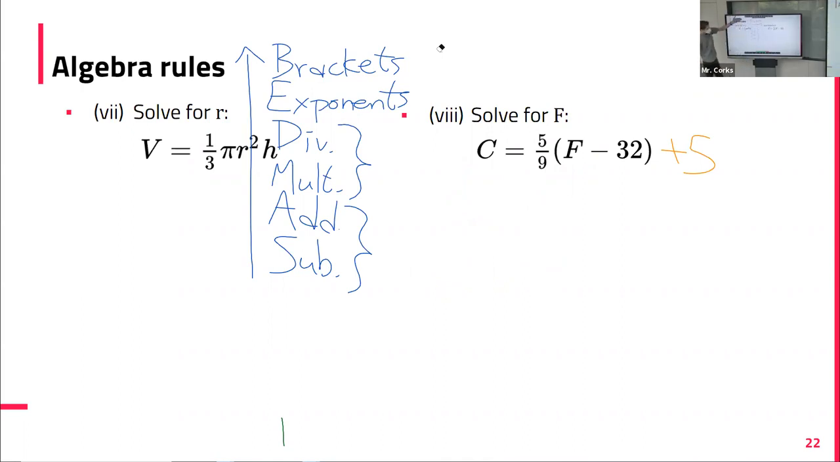So if we're working backward here, then this +5, that's the furthest thing away from the F. That's the easiest thing to move. So we would do, okay, C - 5. And then that would be gone. And then we would do this 5/9. So that would turn into 9/5 times (C - 5).